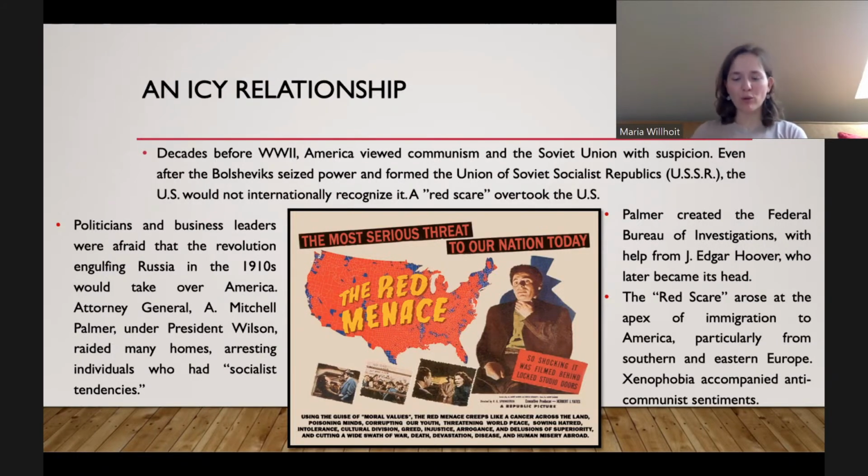And after the Bolsheviks seized power and formed the USSR, the Union of Soviet Socialist Republics, the US still wouldn't recognize it. We would not internationally recognize the USSR for 16 years because to acknowledge it means we agree with it or approve of it, even if it's minimal approval. So we didn't want to do that.